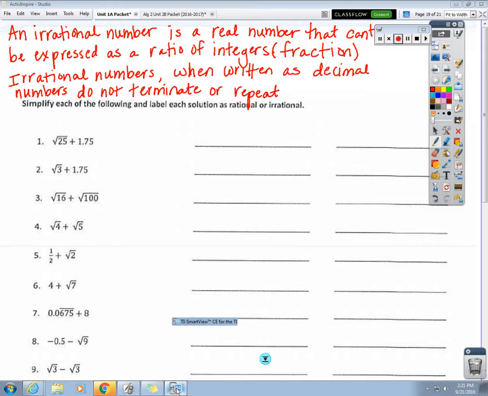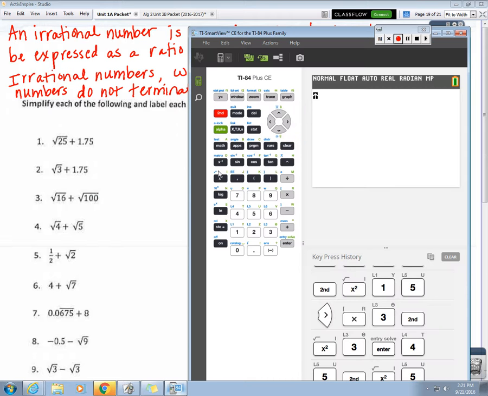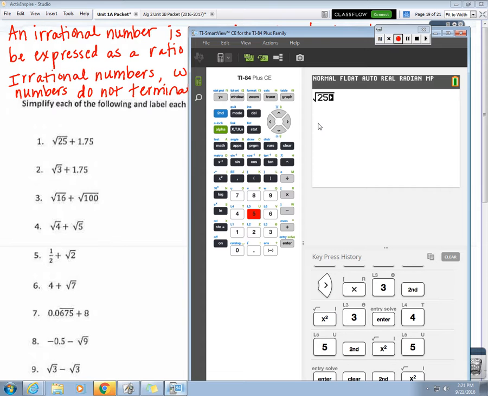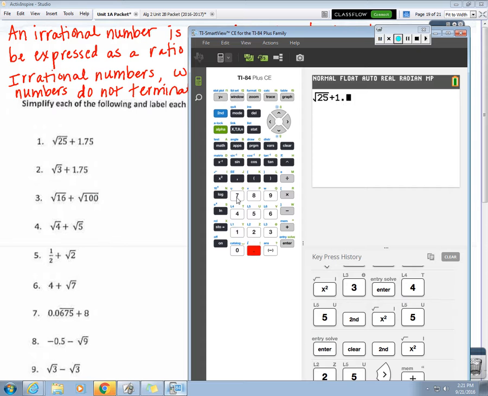Okay, so the first thing we're going to do is type that in. So second x squared will produce that radical. You put a 25 under it. But then look, see that arrow blinking? You need to press arrow over to get out from under the radical, because 25 is the only thing that needs to go under it, right? And now you add 1.75 to it. Does everybody know how to type in what I've just typed in? If you don't, you need to ask somebody near you, because you're going to be in bad shape on the test if you don't even know how to type in a square root sign.